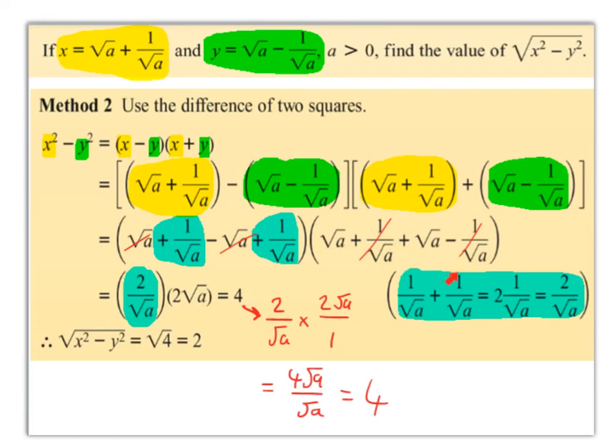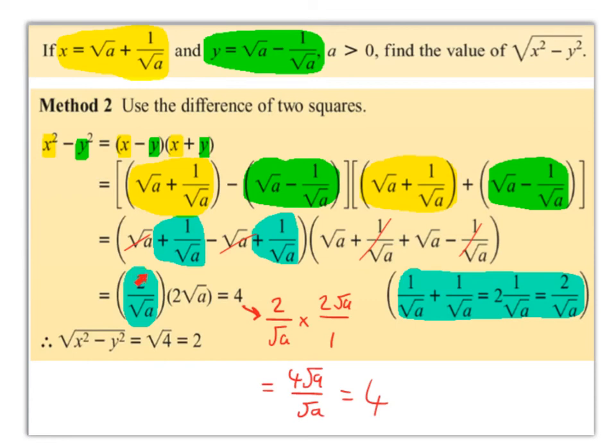So this is just showing you where that came from. So 1 over root a plus 1 over root a is 2 of them. So 2, 1 over root a, which is 2 over root a. That's just showing you how this plus this gave us this. Then 1 over root a minus 1 over root a will cancel, and root a plus root a is 2 root a.